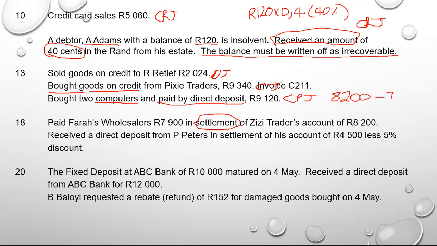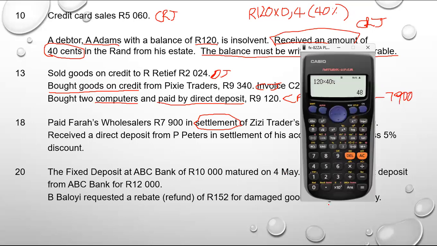So it'll be 7,900 over there. So the difference, how much will be the difference here? It will be 8,200 minus 7,900. So the discount was 300 Rand.